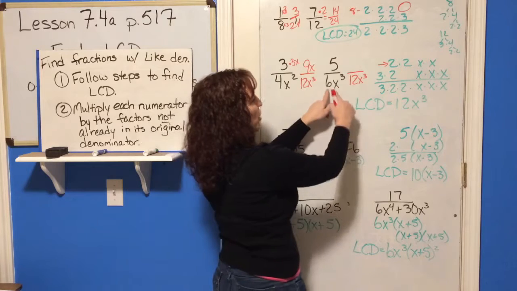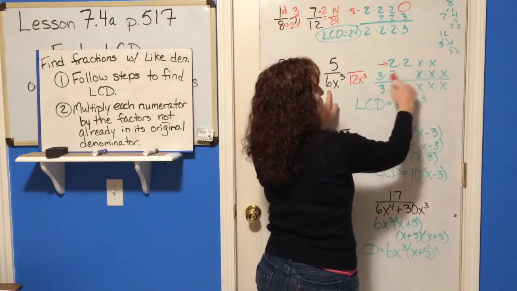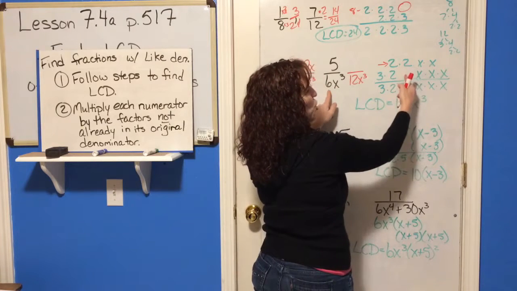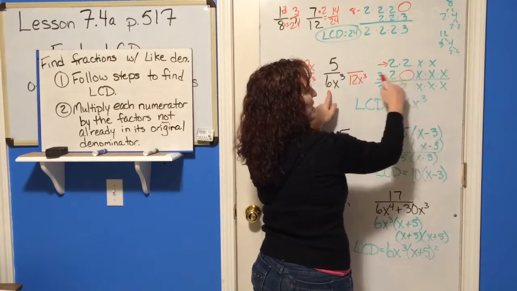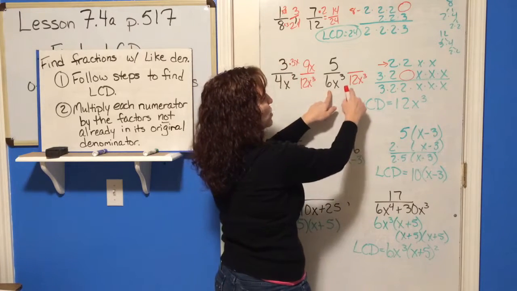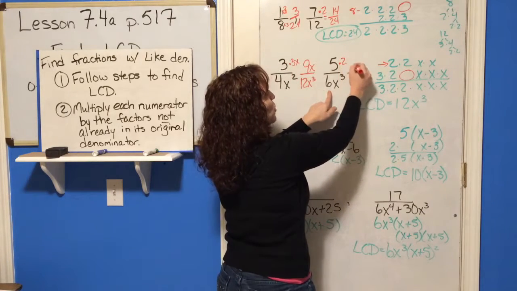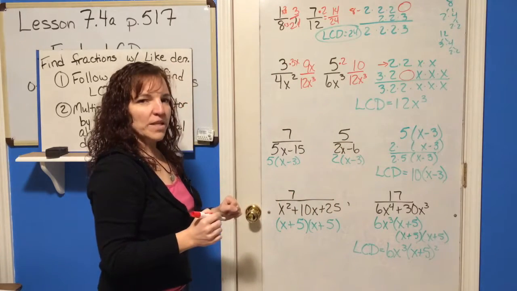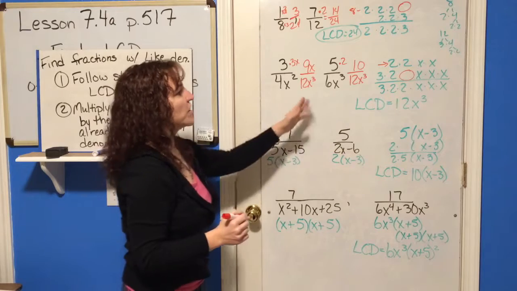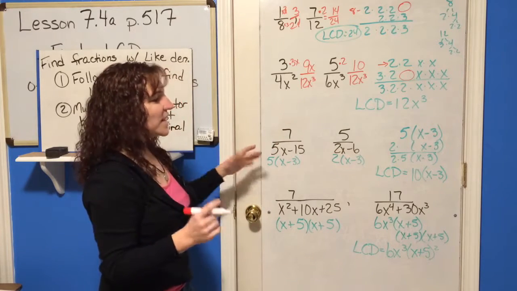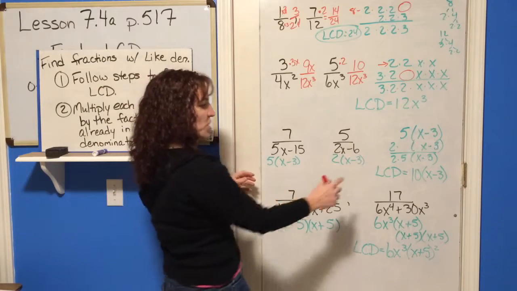And then the same thing here, 6x cubed was this row. There's our 6 and there's our x cubed. And what's missing here is just this 2. We've got a 2 missing in these factors. And so you're going to multiply the top by 2. And so 10 over 12x cubed is an equivalent fraction. All right. These get a little bit trickier, but not extremely so.